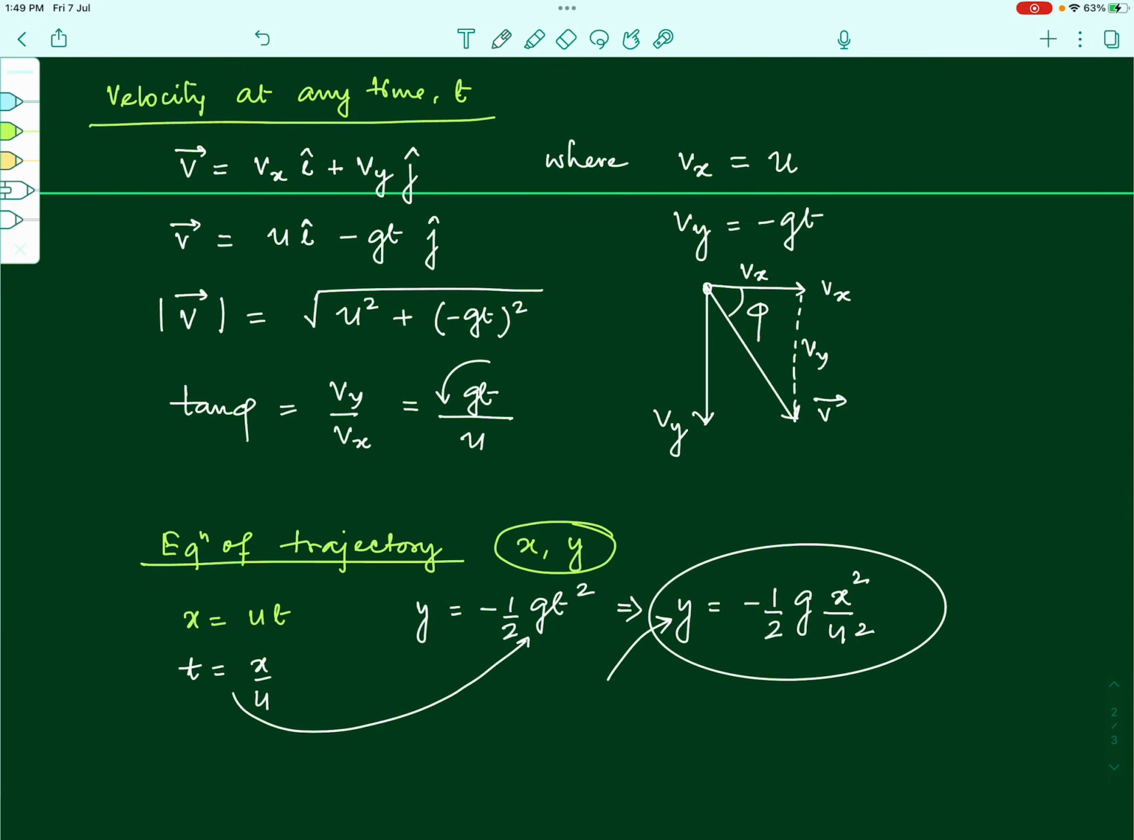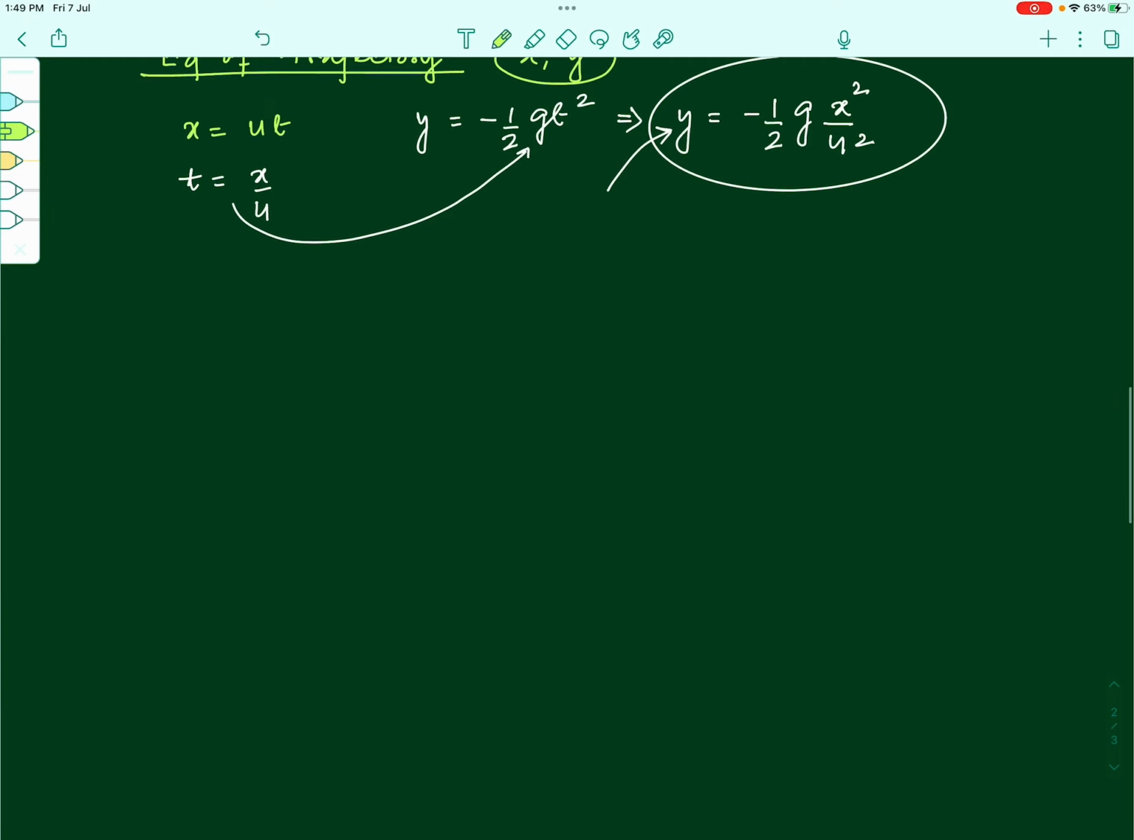So, these are a few basic aspects associated with a horizontal projectile. We can now look at a couple of examples to make our basics stronger here. So, the first example that we have is, a ball is thrown horizontally from the top of a tower with a velocity of 20 meters per second.